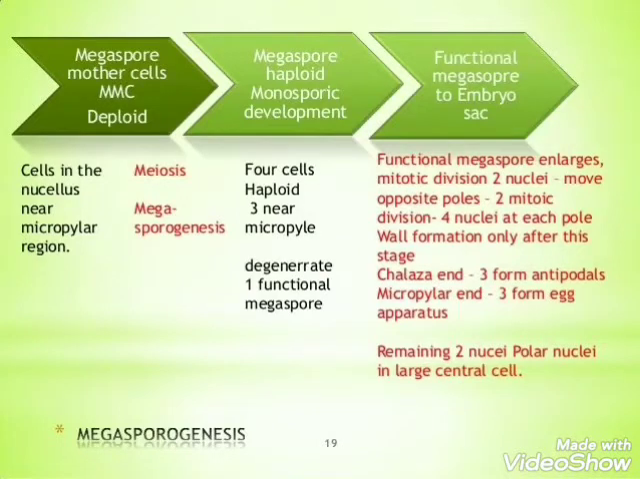The process of formation of haploid megaspores from the diploid megaspore mother cell, MMC, is known as megasporogenesis. In the micropylar region, the nucellus contains cells with dense cytoplasm and prominent nuclei, which differentiate into a single megaspore mother cell. The megaspore mother cell is diploid and undergoes meiosis.